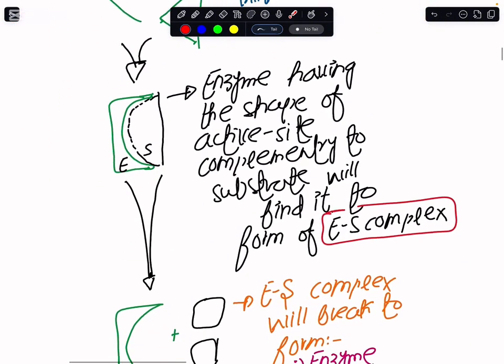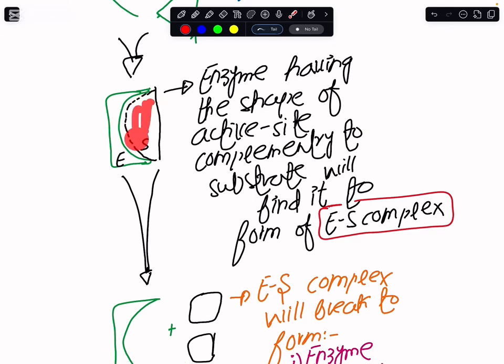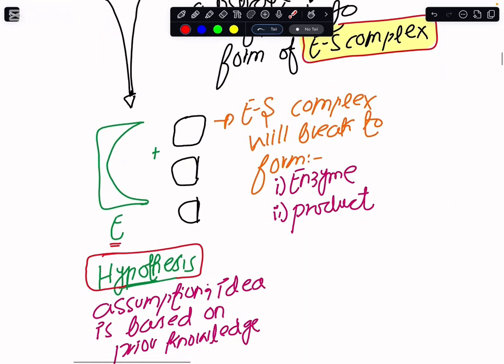When they collide, the substrate whose shape is complementary to the enzyme's active site would bind with it. When they bind with one another, we make a complex, and it is called an enzyme substrate complex. Further, this enzyme substrate complex would be broken down, and we will have our enzyme molecule unchanged. This would remain intact. The enzyme has contributed its role in the chemical reaction, but at the end, we have it as it is.